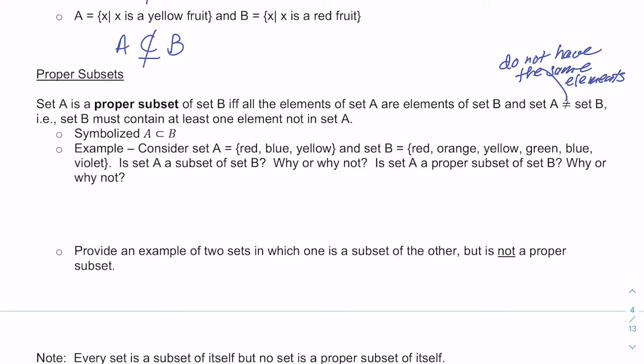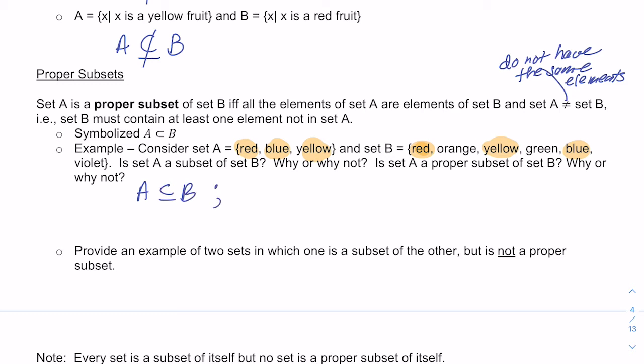If we look at this example, consider set A as the three colors red, blue, and yellow, and set B as the colors red, orange, yellow, green, blue, and violet. Is set A a subset of set B? Well, the answer is yes, because set A has the colors red, blue, and yellow, and set B also contains the colors red, blue, and yellow, just a few extra colors. So A is a subset of B.